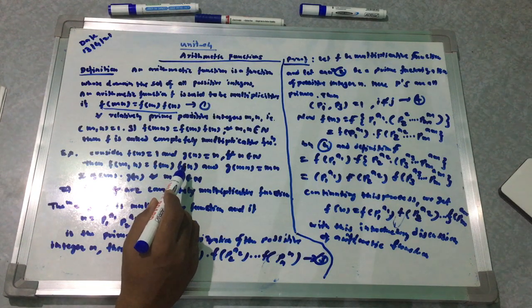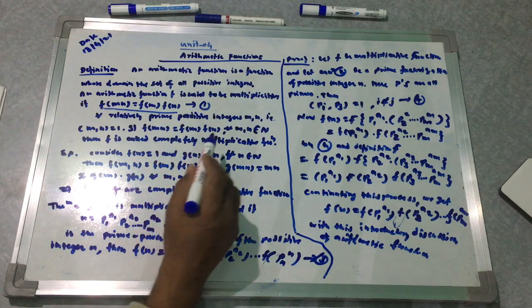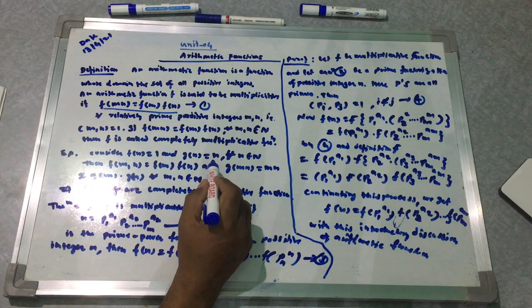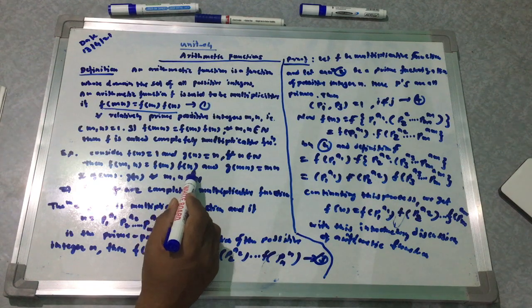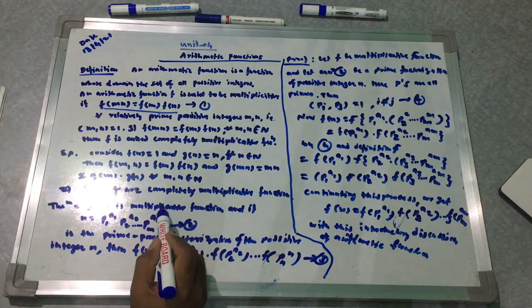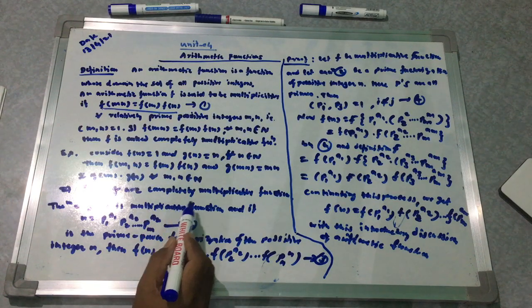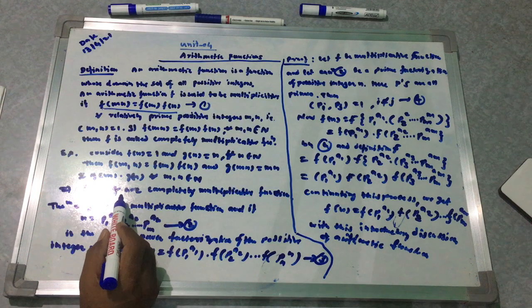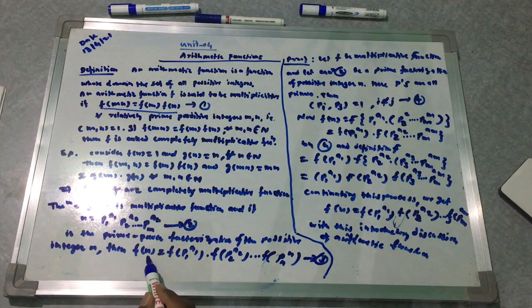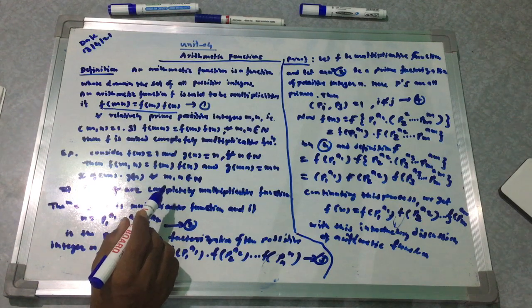So we have to consider here again, suppose we have f of n is equal to 1 and g of n is equal to n for all n belonging to N. Then f of mn is equal to 1, which is equal to f of m into f of n, and g of mn is equal to g of m into g of n for all m, n belonging to N. Then f and g are completely multiplicative functions. So we have here the arithmetic function, which is defined already.